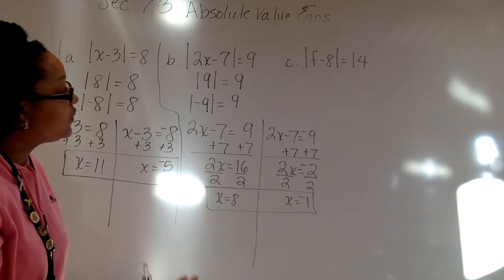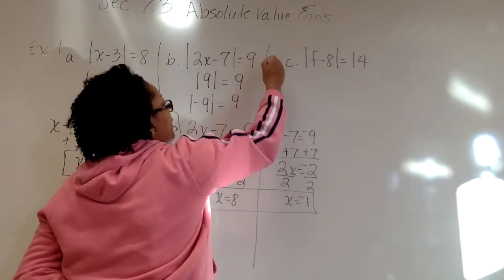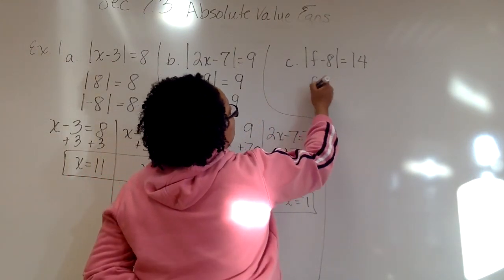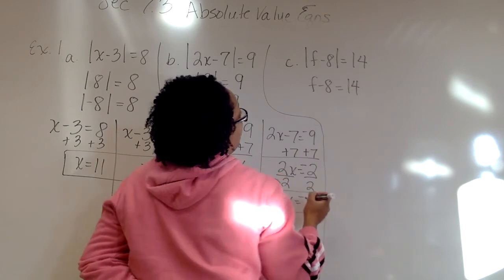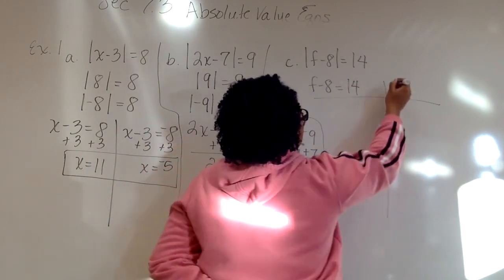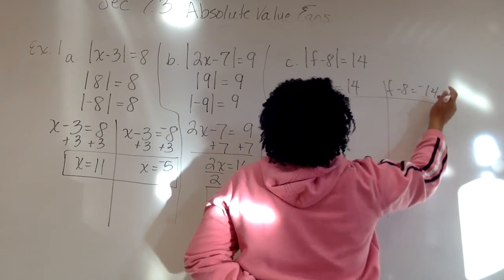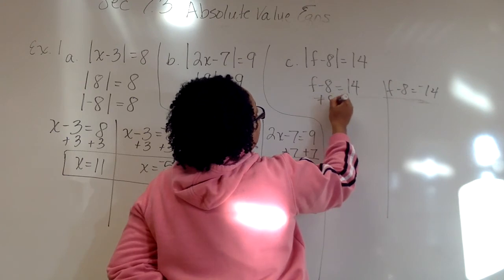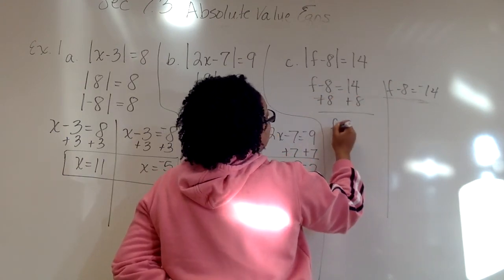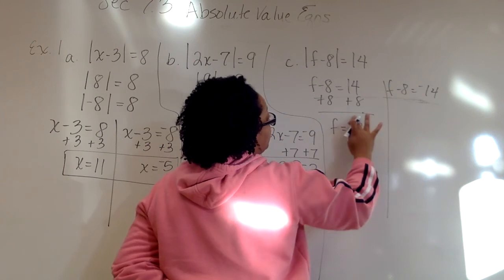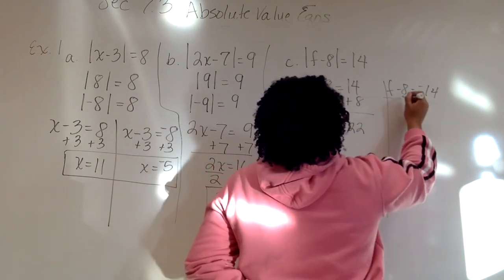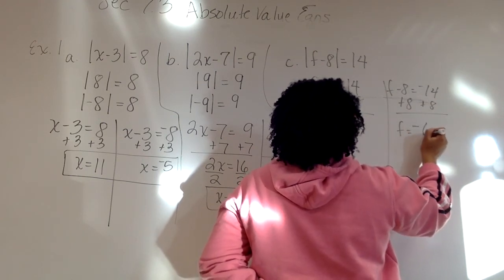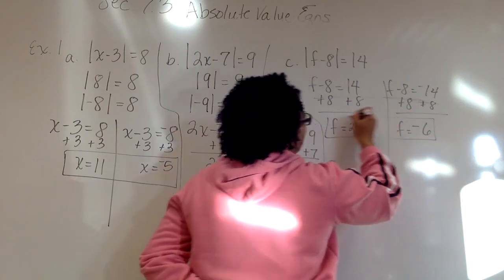So for letter C, it's the same thing. And I'm going to skip this first step. F minus 8, that's my absolute value. I need to solve F minus 8 as a positive 14 and F minus 8 as a negative 14. Well, I don't need this line here, I don't think. Can y'all see that? I don't need this line here. So I'm going to add 8 to both sides. My first solution for F is positive 22. Add 8 in my other equation. My second solution for F is negative 6. All right, and there's example 1.